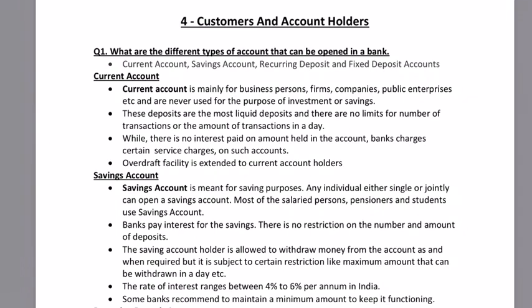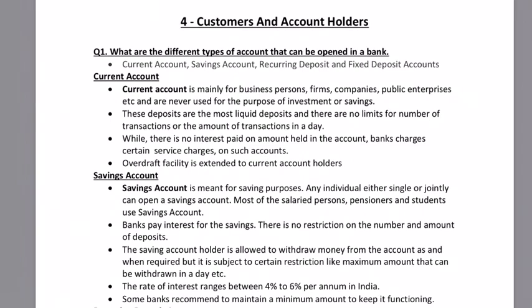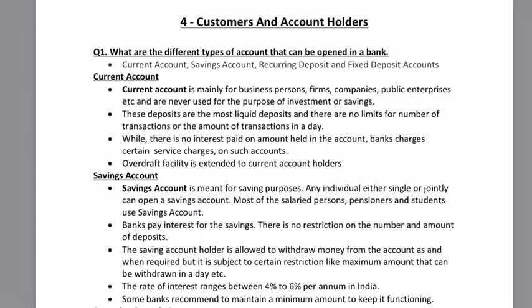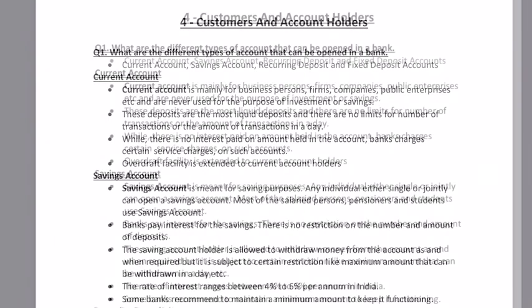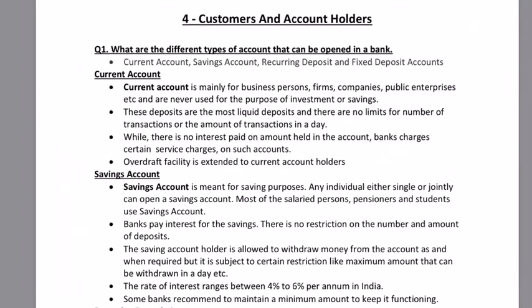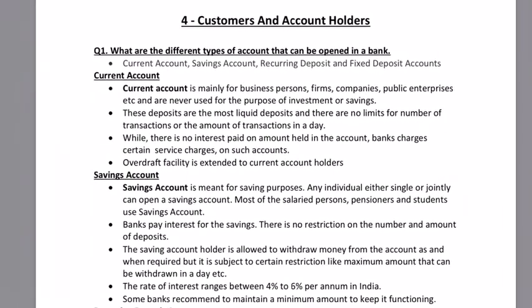And generally, savings account holders can withdraw amount without much restriction. But if the account holder goes to an ATM and tries to withdraw amount, then there could be some restrictions on how much he can withdraw per day. And the rate of interest is generally around 4 to 6% in India. And some banks will insist on maintaining a minimum amount in this account to keep it functional.